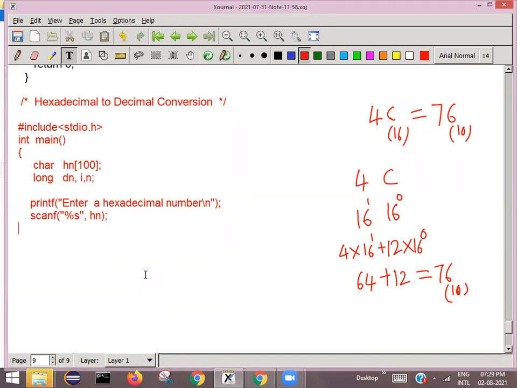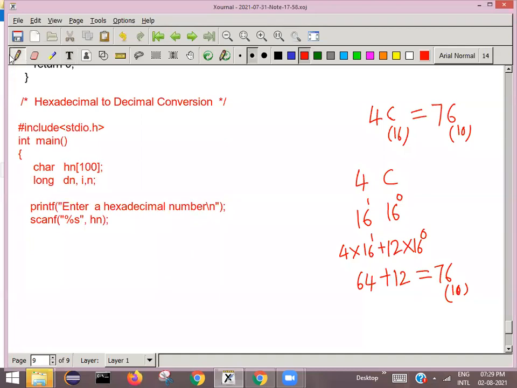Now because we do not know how many digits he has entered in the hexadecimal number, what we need to do? What is the logic to be implemented in the program? Mathematically we did this, but when it comes to the program, you have to slightly change the logic. So let us just discuss the logic. What is the logic to be implemented in the program? Just see here, this is our array hn.